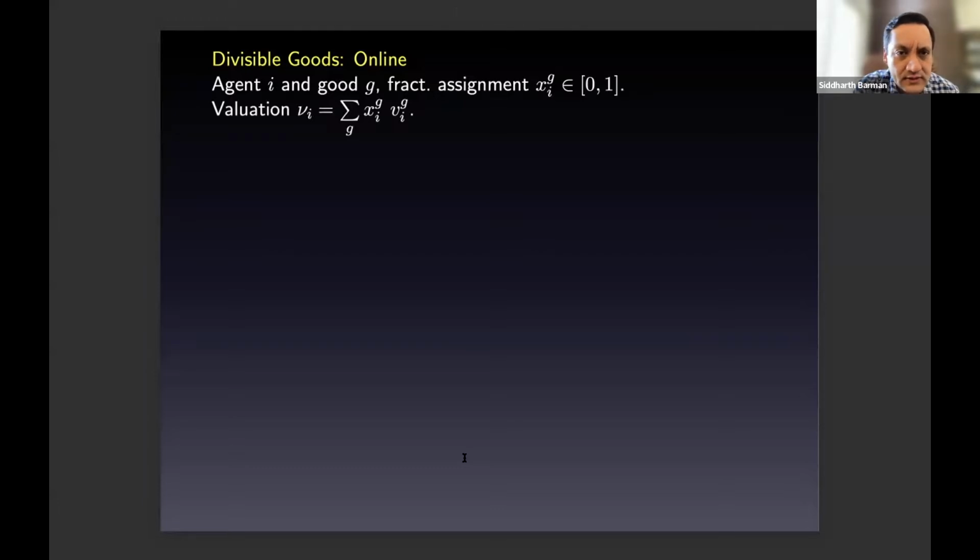And the valuation is simply additive. Each agent i has a value for good g, that is v_gi. The total value that the agent acquires by getting different fractions of different goods is just this sum. Here v_gi is a given, fixed number, the value that agent i has for good g. These are the decision variables, x_gi. What is the total value that the agent gets at the end, once you have made these fractional assignments across all goods? It's just the sum. So it's additive valuation, divisible, homogeneous goods.